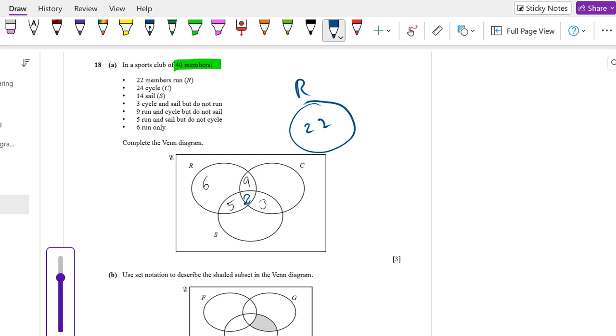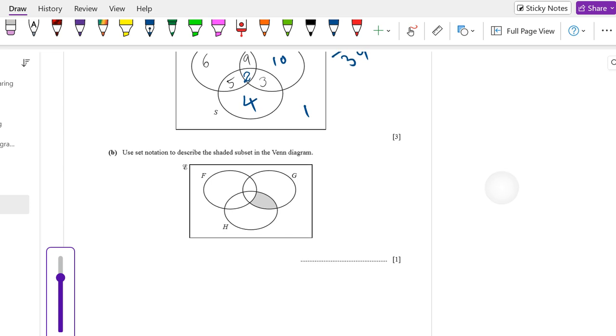11 plus 3, 14. This should be 10 then. And 14 total is sail. 7 plus 3, 10. This should be 4. Now let's check the entire total, grand total. So if this is 22 plus 13 plus 9, sorry, it's not 9, 4, 7 plus 3, 10, yes, 4. So 5, 9, 39. Only one is remaining, it should be out.